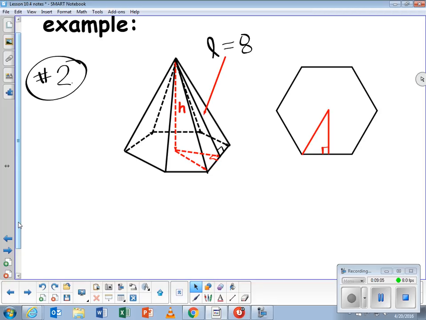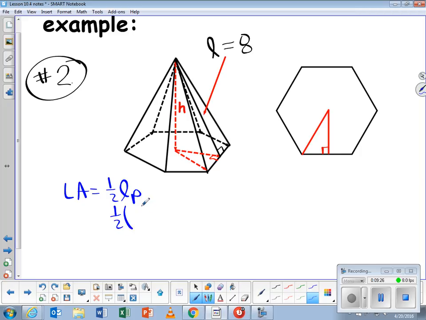Okay? So lateral area, remember the formula? Lateral area is equal to 1/2 LP. 1/2 LP. And what's L in this case? 8. What's the perimeter?